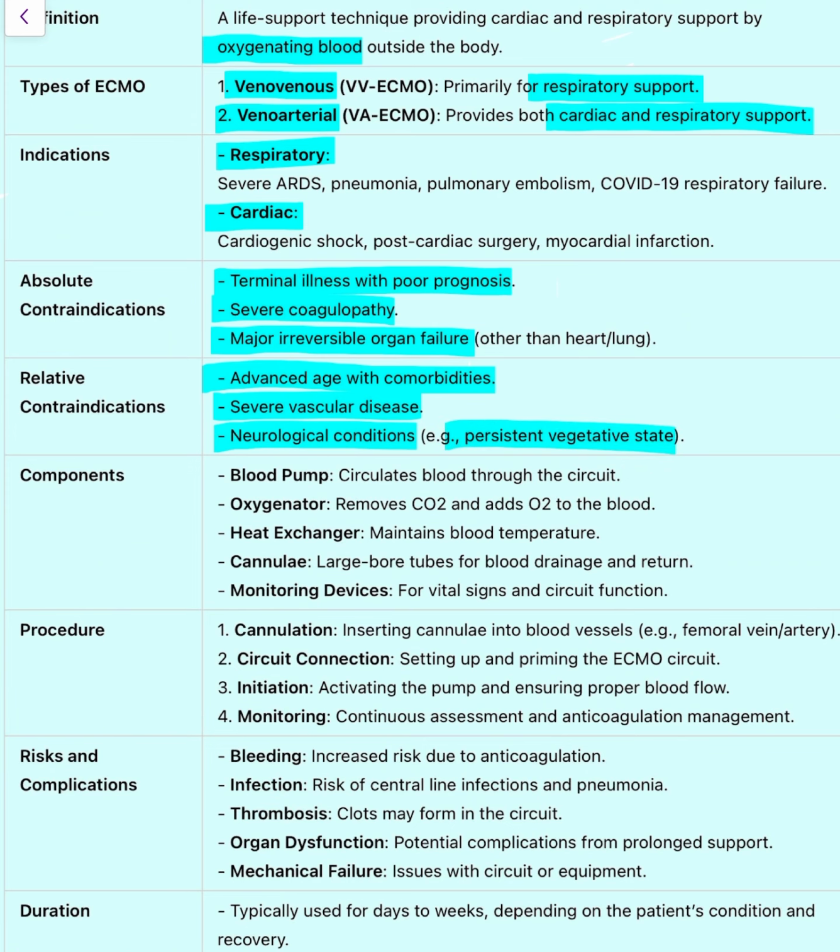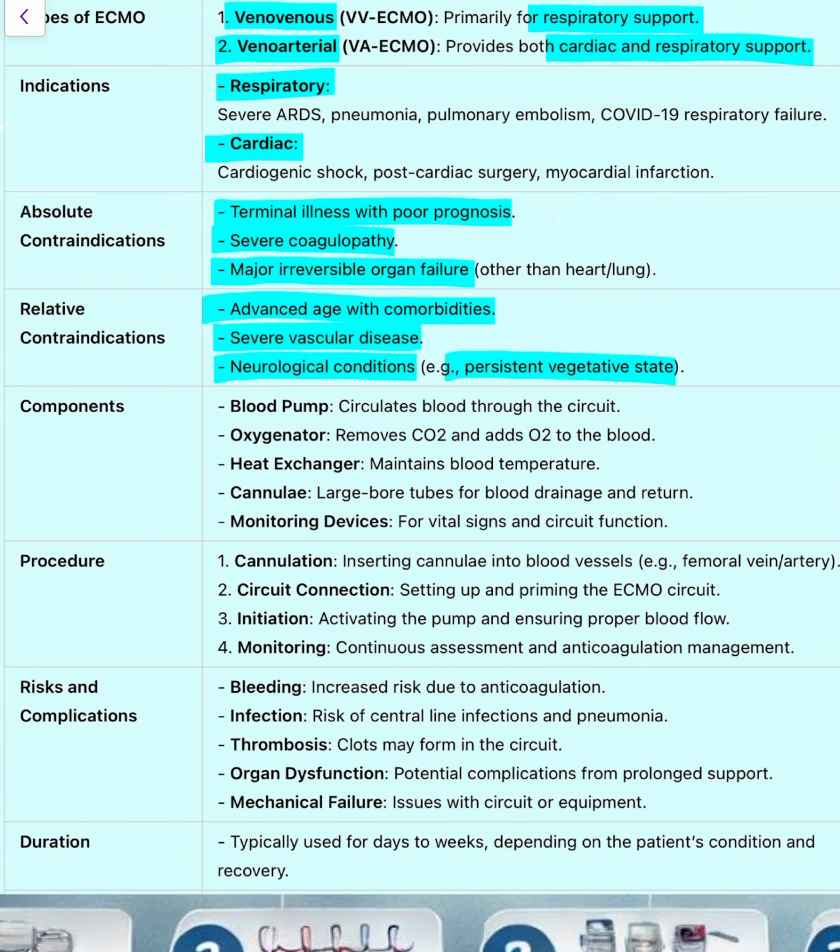Okay, so now coming to what are the components of the machine. First one is the blood pump, which circulates the blood through the circuit, right? The blood which is received from the vein has to be circulated in the circuit, so for that, blood pumps. Next is the oxygenator, which removes the carbon dioxide and adds the oxygen to the blood. Heat exchanger is also necessary, which maintains the blood temperature.